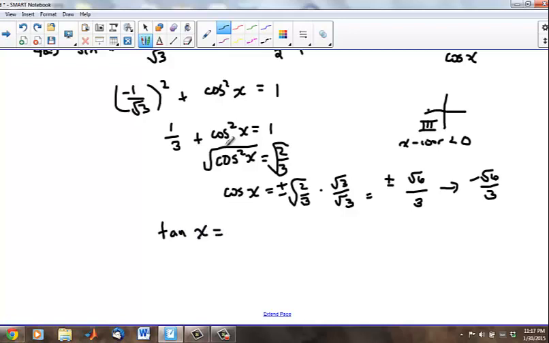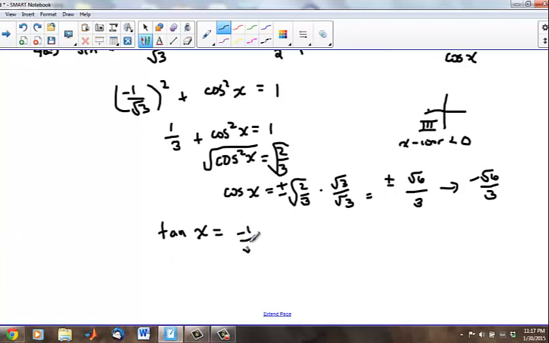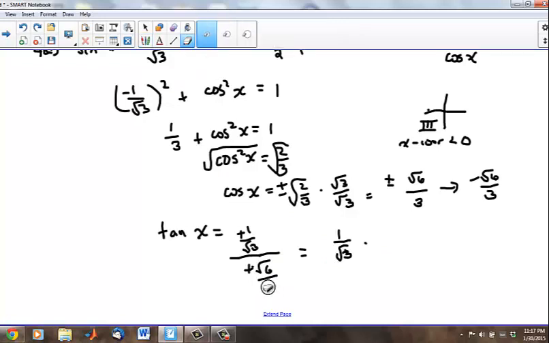So tan x is sine x, which was given as negative 1 over square root of 3. Cosine x, we can go ahead and actually write it before it's rationalized, so let's write it just as we have it, negative square root of 6 over 3. Okay, a negative divided by a negative is a positive. So let's write it as a multiplication problem. 1 over square root of 3 divided by a number is the same thing as times its reciprocal. This number right here is a 3.